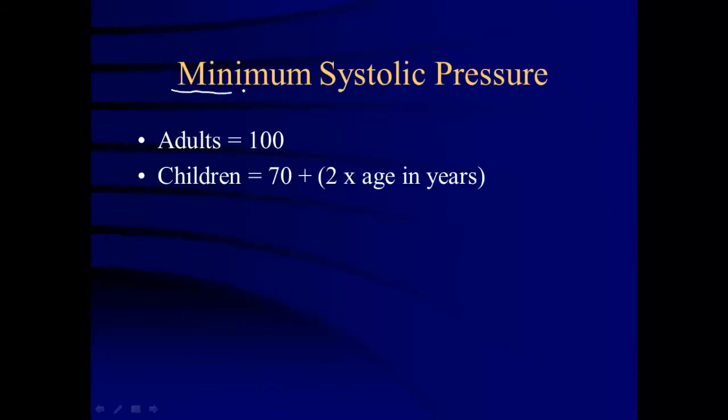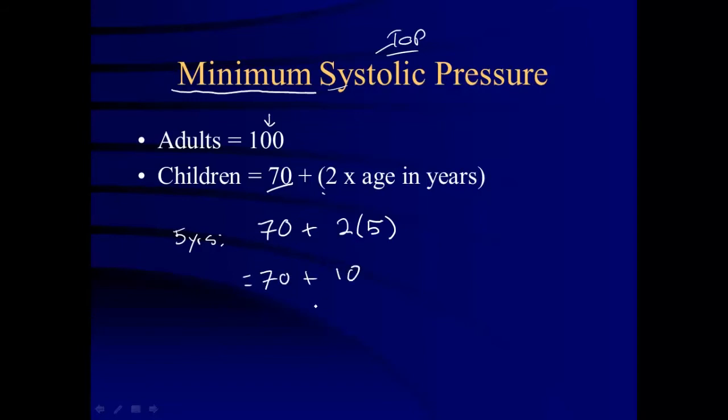But here's one that I think is much more important here, which is the minimum systolic blood pressure. In adults, generally speaking, the minimum systolic blood pressure that we want to see is right about 100. So remember, the systolic is on the top. So this is the pressure when the heart's squeezing. We want the heart squeezing pressure, the systolic, to be 100 in adults. And in children, it's going to be 70 plus 2 times their age in years. So if we have a 5-year-old, it's going to be 70 plus 2 times 5, which equals 70 plus 10, which equals 80. So the minimum systolic blood pressure for a 5-year-old is 80.